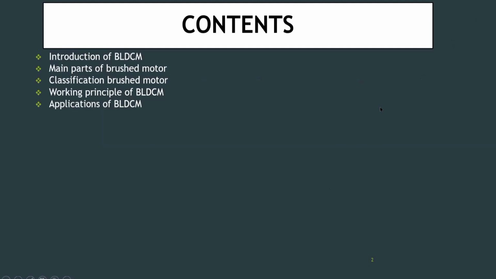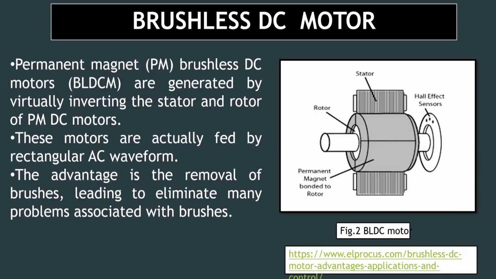We will have a BLDC motor. Now, what is this BLDC motor all about? BLDC motor is basically brushless DC motor, which is taking care of all the things. And the contents are basically the introduction of BLDC motor. Then we will discuss the main parts of brushless motor, classification of brushless motor, working principle of BLDC motor, and application. That's our contents on which we will talk about.